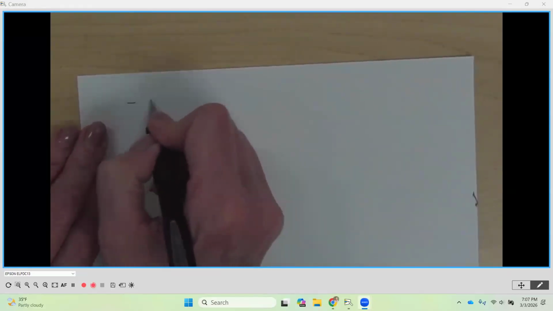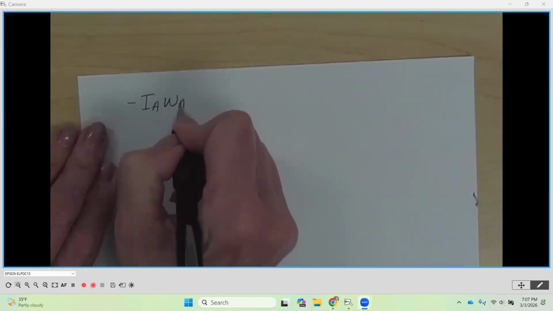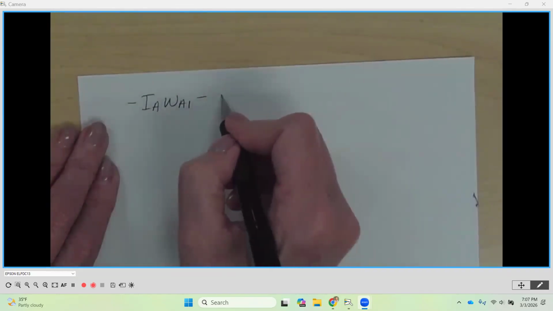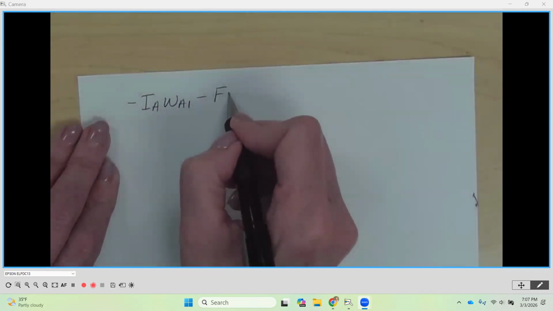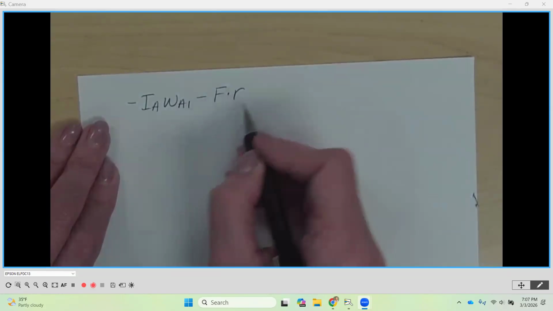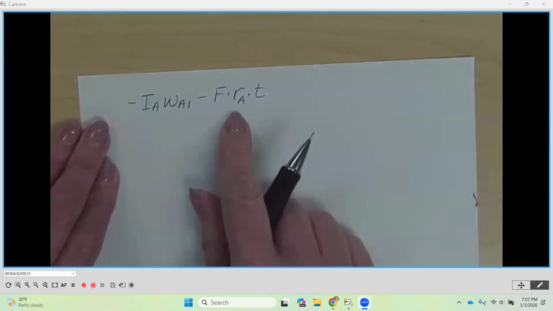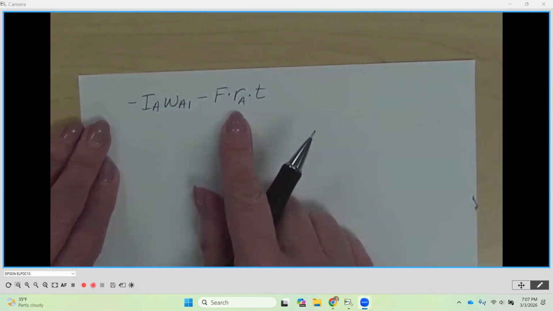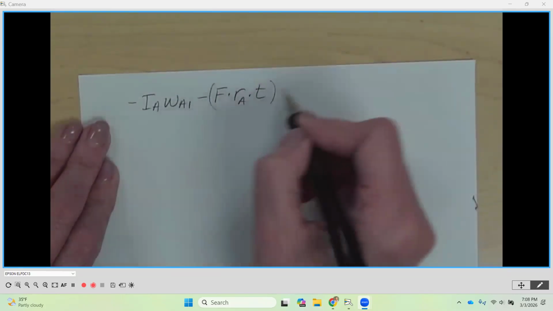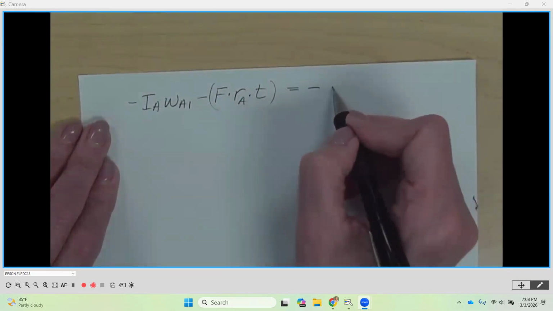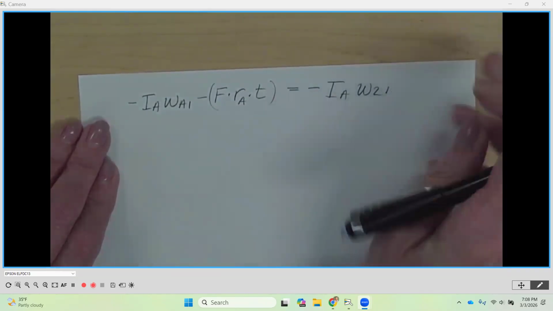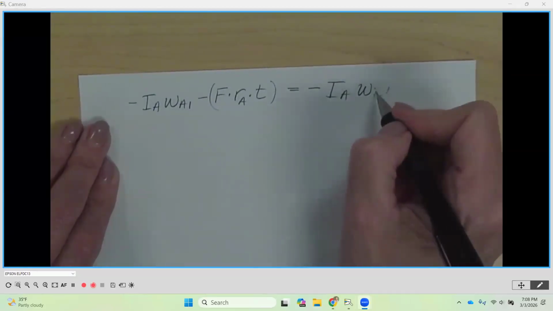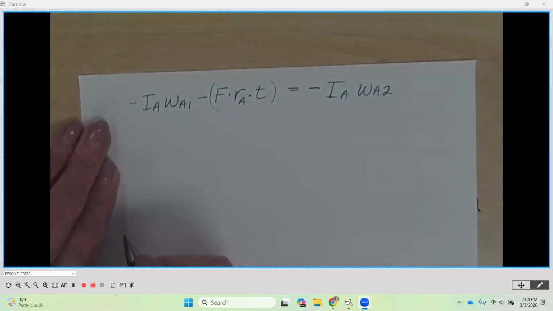Okay. So if we go here, we're going to say negative IA WA1 minus, again, because of the clockwise, this is going to be our F times R, that's our moment, times our T. And I'm going to put RA because it's the radius of gear A. Those will be together. Equal to minus, again, clockwise rotation, IA WA2. Sorry. Be consistent. All right.